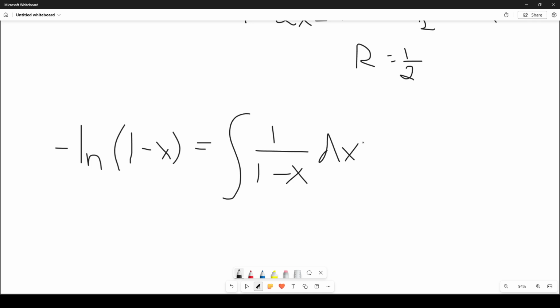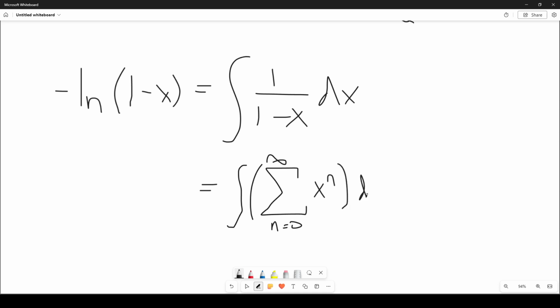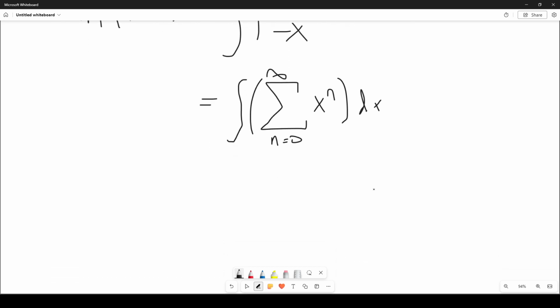So, while this is great and all, it doesn't tell us too much unless we decide to use the power series version of 1 over 1 minus x. So keep the integral, don't change anything, but now add this sum. Oh, whoops. x to the n. Okay. Now, luckily, if we write out a couple terms, it's actually pretty easy to take the integral of a polynomial. It's just a bunch of power rules.